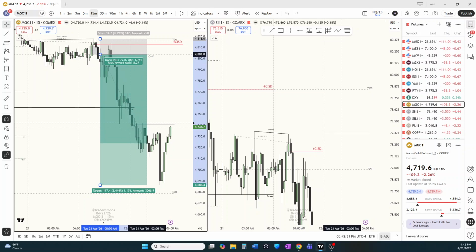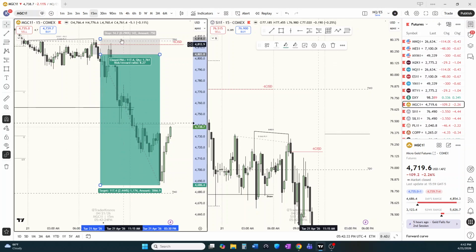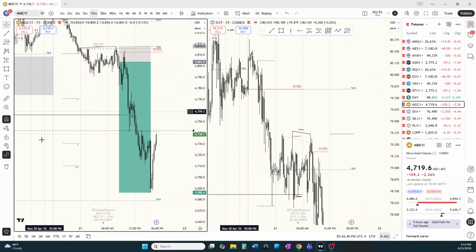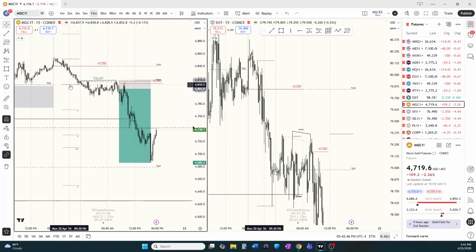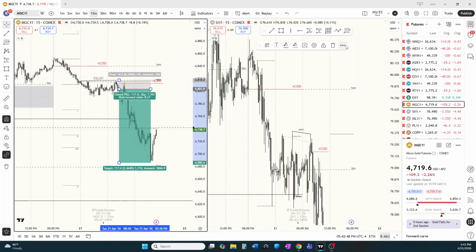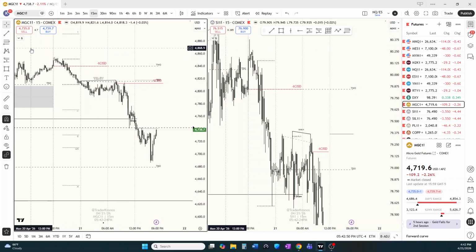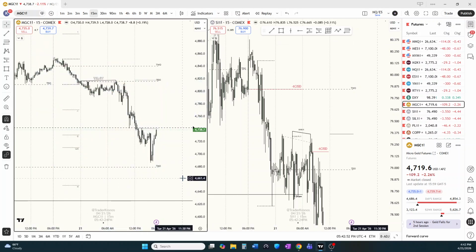So really, you can just go to see just how powerful these change in states of delivery are when you combine them with quarterly theory and time cycles. You can also see that we did reach down here into this 2 to 2.5 standard deviation of the defining range set in quarter one. So nice trade overall. Really happy with that one and its outcome.